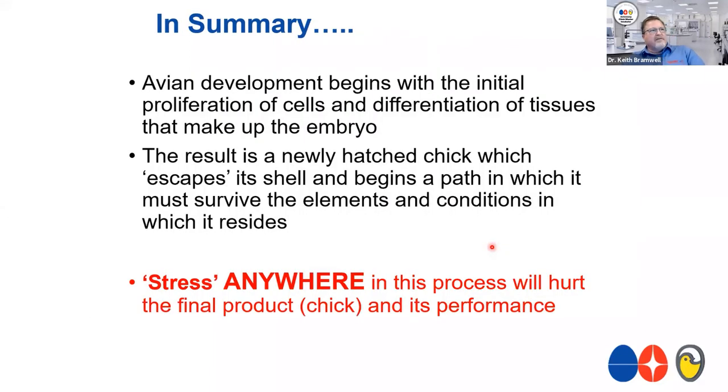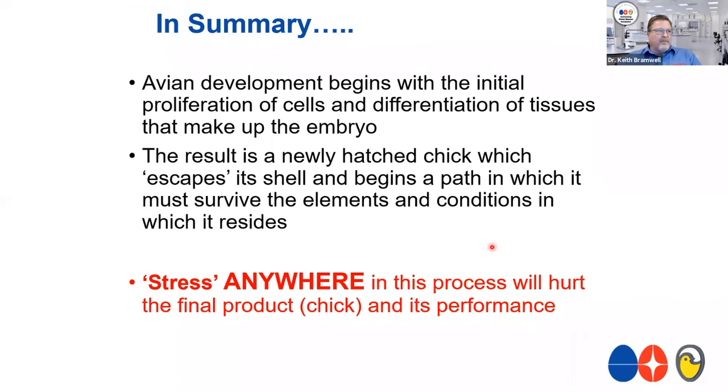So avian development begins, of course, like I said, with the initial proliferation of cells and the tissues that make up the embryo. It starts at fertilization. And actually, the results of our performance of our birds starts before the eggs get in the incubator and our storage, as I talked about, because we can damage that embryo. We can stress it out and get a lot of embryo loss due to improper egg storage conditions or time. The newly hatched chick that hatches out, escapes the shell, then begins a path to perform whatever function it is, whether it be a meat bird or a layer or whatever.